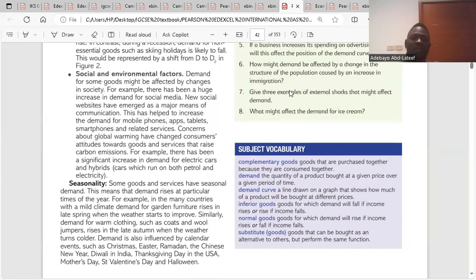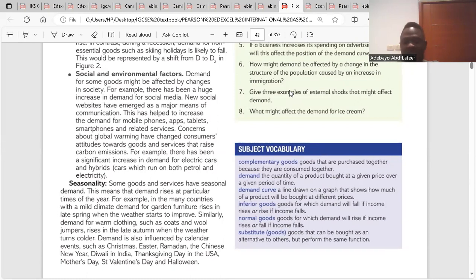Social and environmental factors. Demand for some goods might be affected by changes in society. For example, there has been a huge increase in demand for social media. New social websites have emerged as a major means of communication. This has helped to increase the demand for mobile phones, apps, tablets, smartphones, and related services. Concerns about global warming have changed consumers' attitudes towards goods and services that produce carbon emissions. For example, there has been a significant increase in demand for electric cars and hybrids, cars which run on both petrol and electricity.